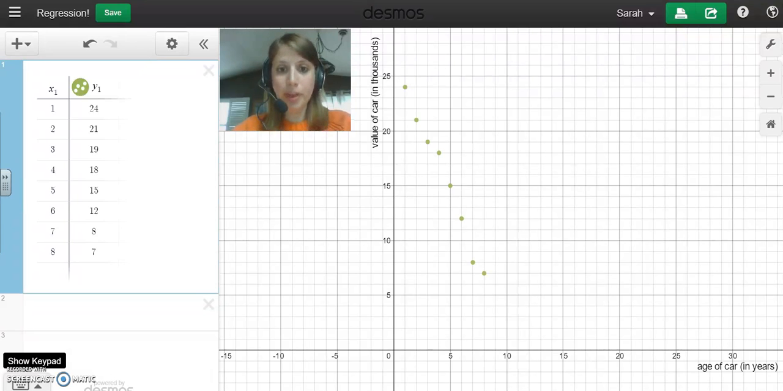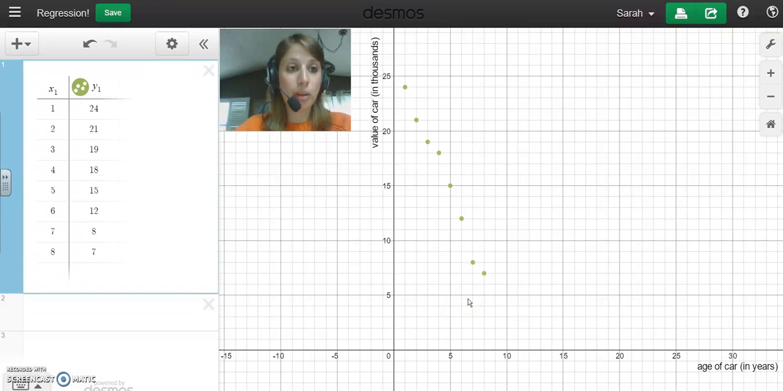Here's an example. In this scatter plot, I have data from different cars, and on the x-axis, it shows the age of the cars in years, and on the y-axis, it shows the value of the cars in thousands of dollars. So I would present the scatter plot on Desmos to my students, and I would ask them, what do they notice? They might say, I see that the values of the cars get lower as the ages of the cars increase. So they might see a decreasing relationship.